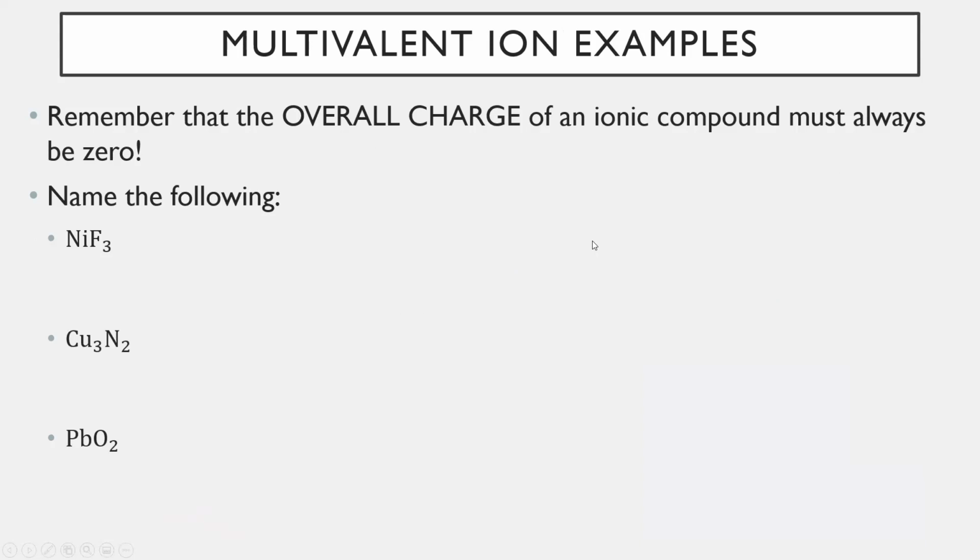So let's do a couple multivalent ion examples. Oh wow, yeah, we are really jumping to this. So remember, when you have an ionic compound, two things put together, a metal and a nonmetal, the overall charge of that ionic compound must always be equal to 0. Your positives need to balance out with your negatives.